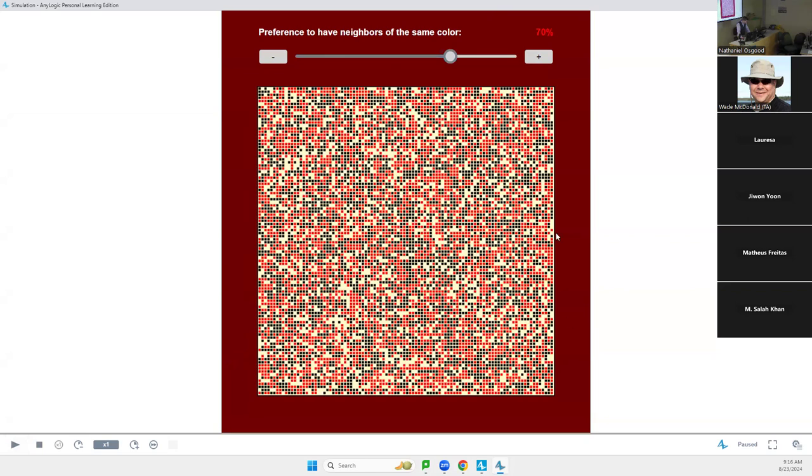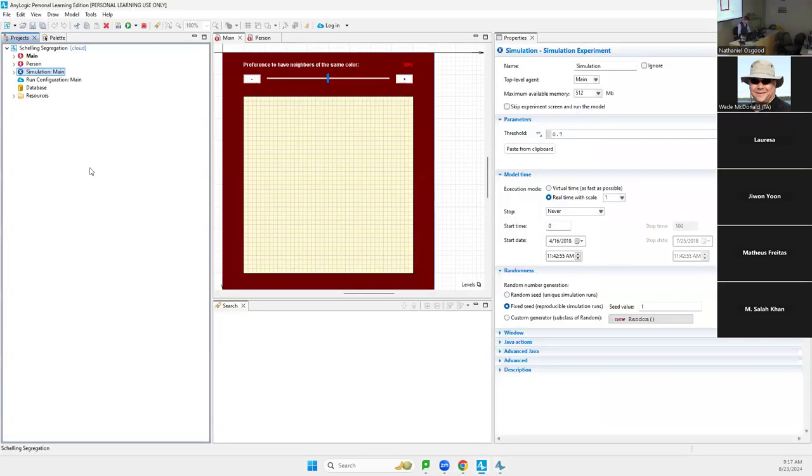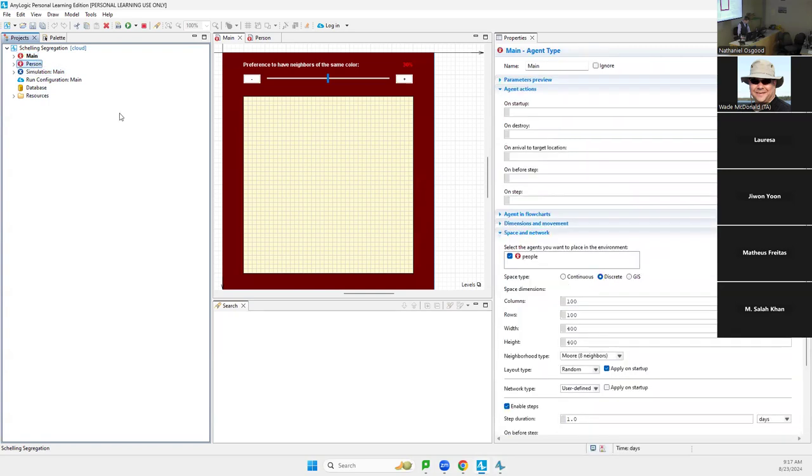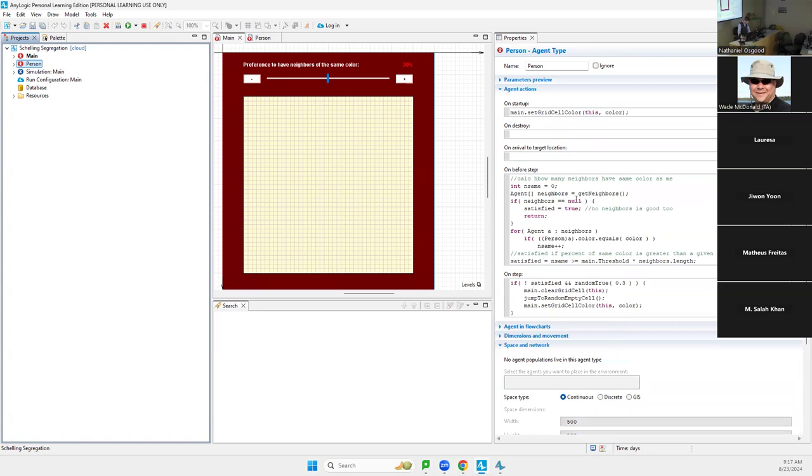You'll notice that here's a board, and there are red agents, black agents, and empty cells, which are the yellow. Do you see that? Each cell is either occupied by a red agent, a black agent, or it's empty. You'll notice this slider up top has the fraction of neighbors that they require to look like them to be satisfied. Here we have people in an environment, and they're judging their neighbors. They're looking at the people immediately around them within this environment.